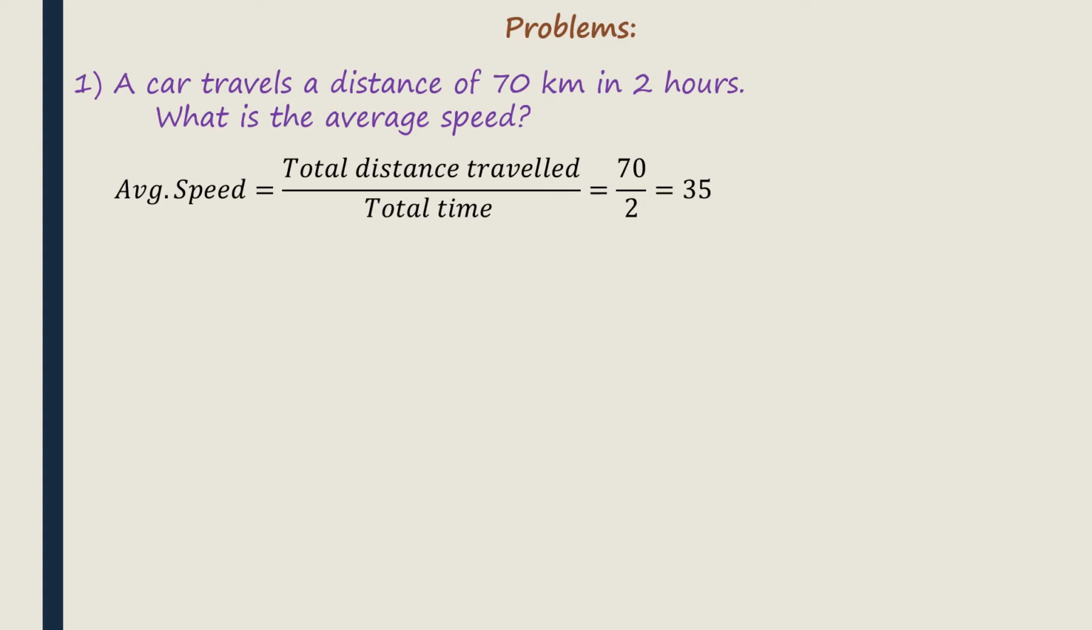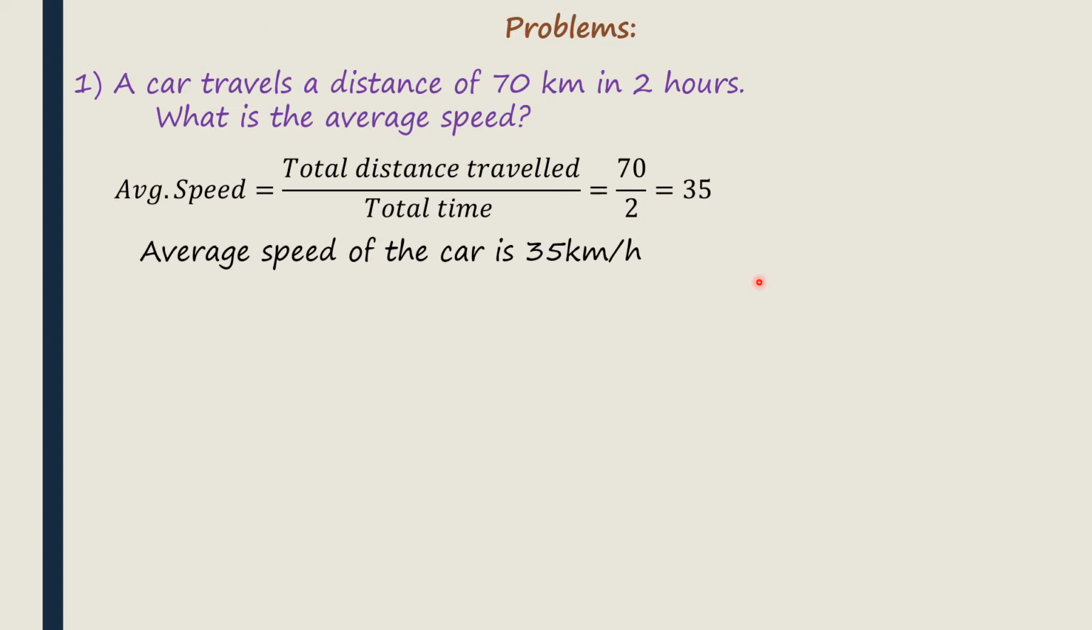Average speed is equal to total distance traveled divided by the total time. And what is the total distance traveled? It is 70 kilometers. So 70 divided by total time is 2 hours. So therefore 70 divided by 2, and the 2 ones are 2, 2 threes are 6, 2 fives are 10, that is 35. Okay, so with this we get the average speed of car is 35 kilometers per hour. Okay, so यसरी सजिलो पाराले चाहिँ we can find the value of average speed.